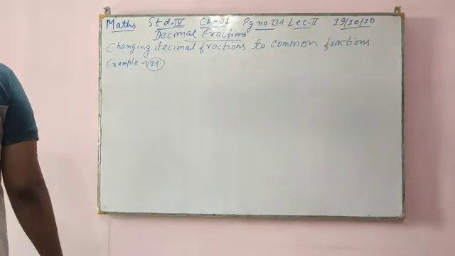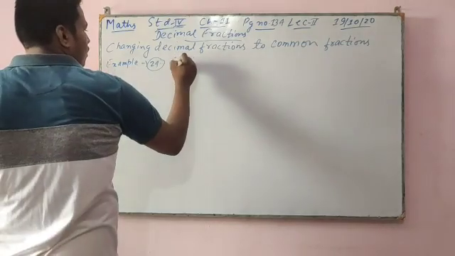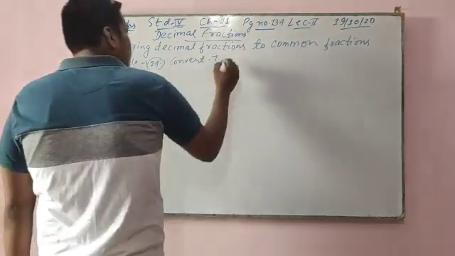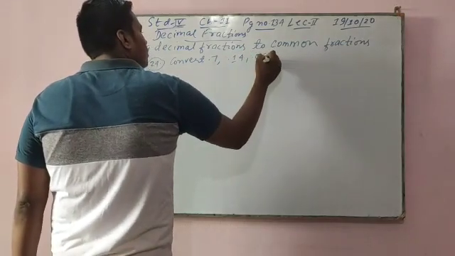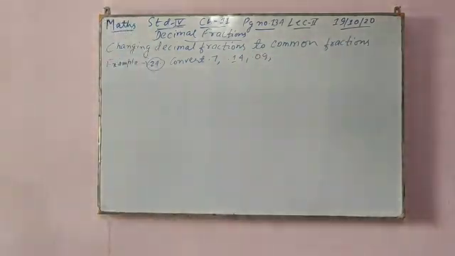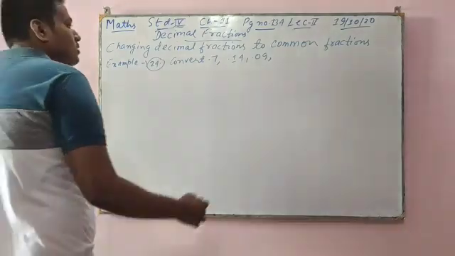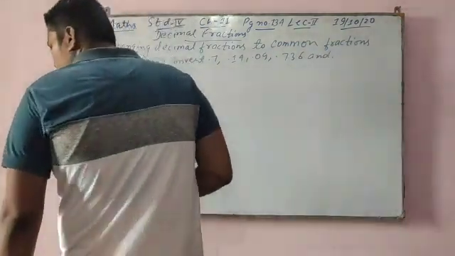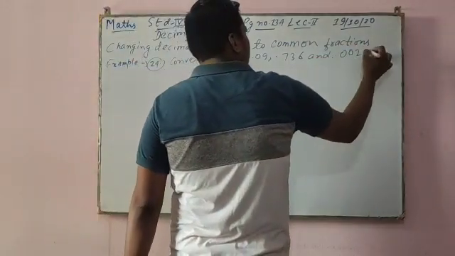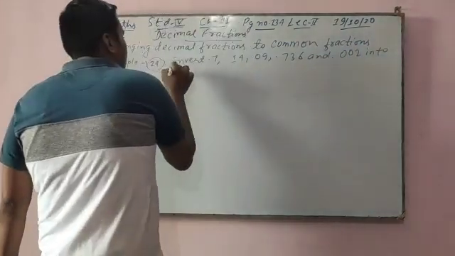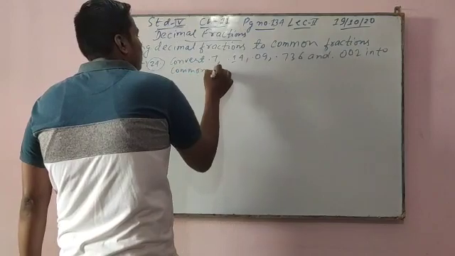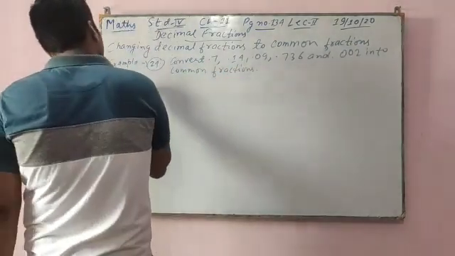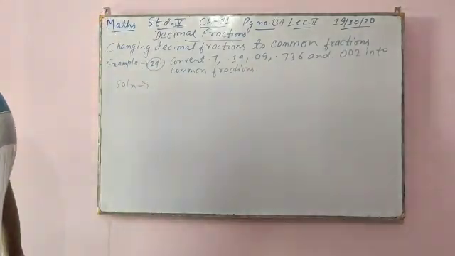So come to example number 24. The question is: convert decimal 7, decimal 14, decimal 0.9, decimal 736 and decimal 002 into common fraction. See the solution. So there are 4 to 5 questions.